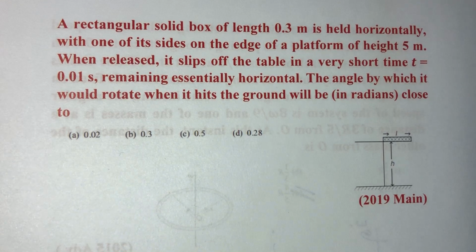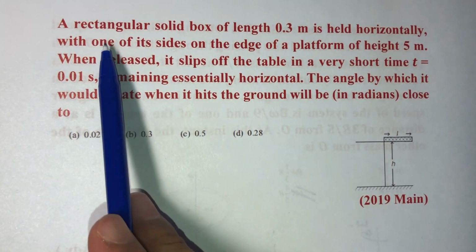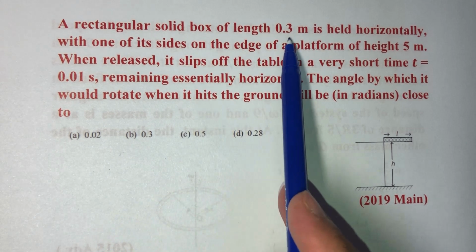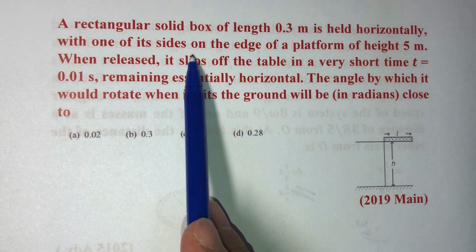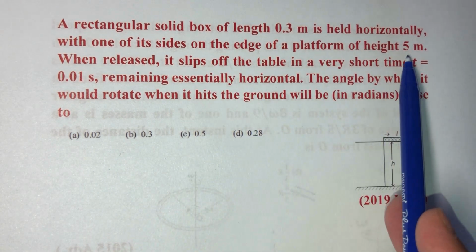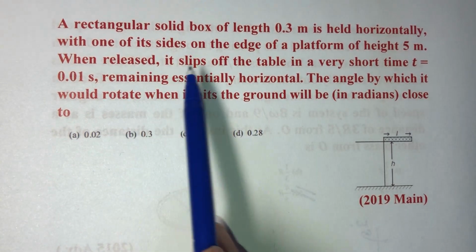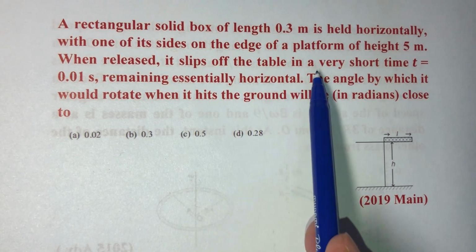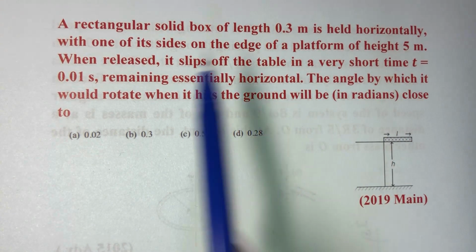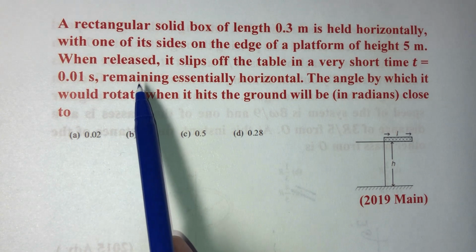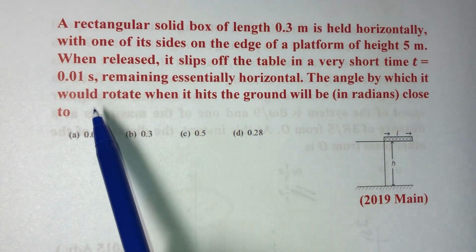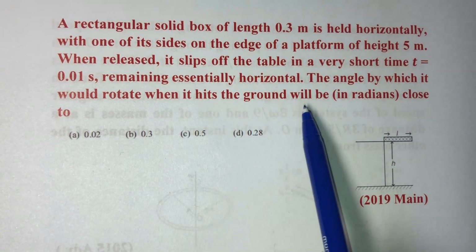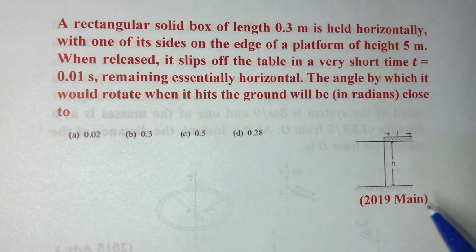Hello friends, in today's question: a rectangular solid box of length 0.3 meter is held horizontally with one of its sides on the edge of the platform of height 5 meter. When released, it slips off the table in a very short time t = 0.01 second, remaining essentially horizontal. The angle by which it would rotate when it hits the ground will be close to.